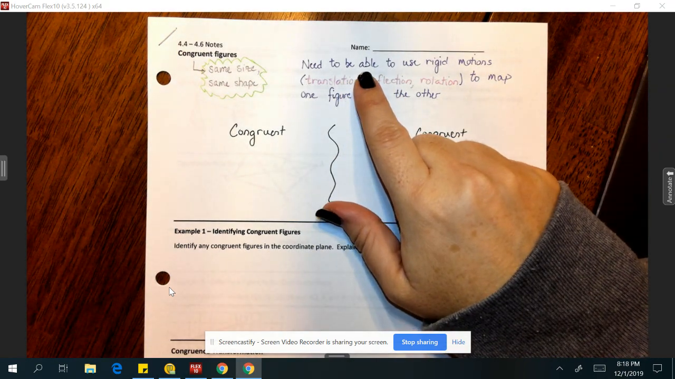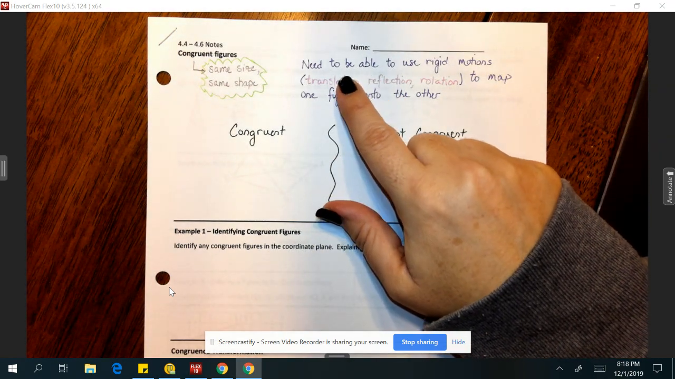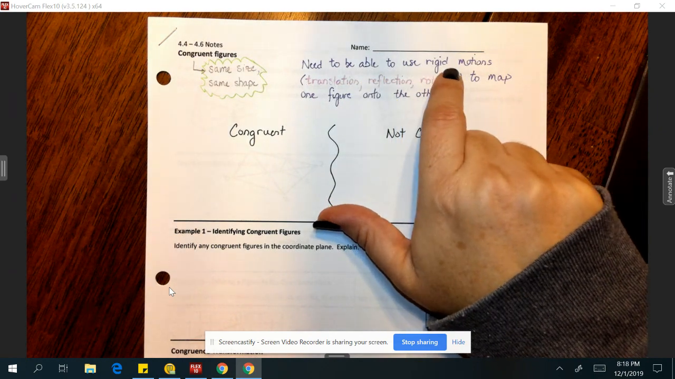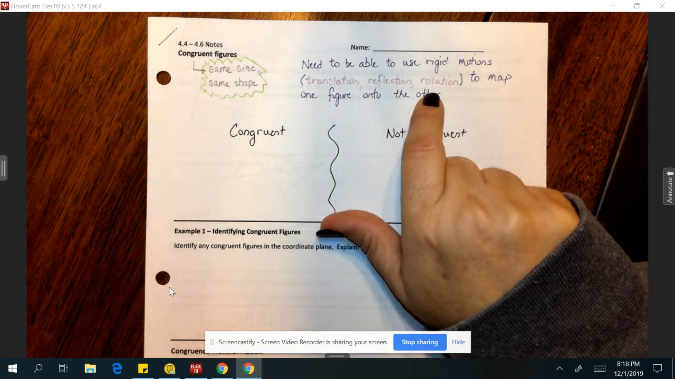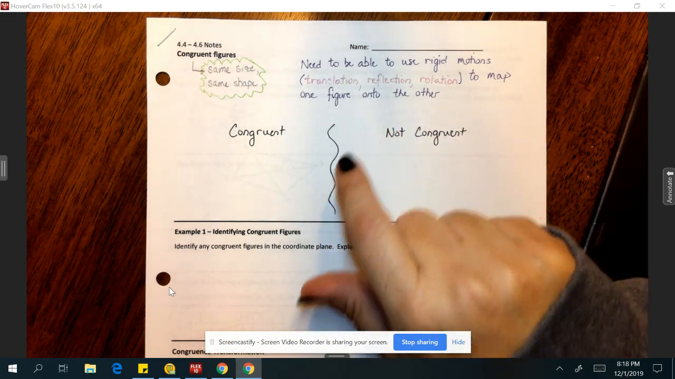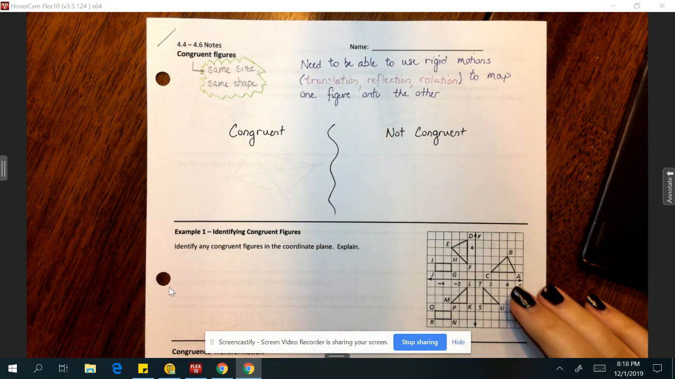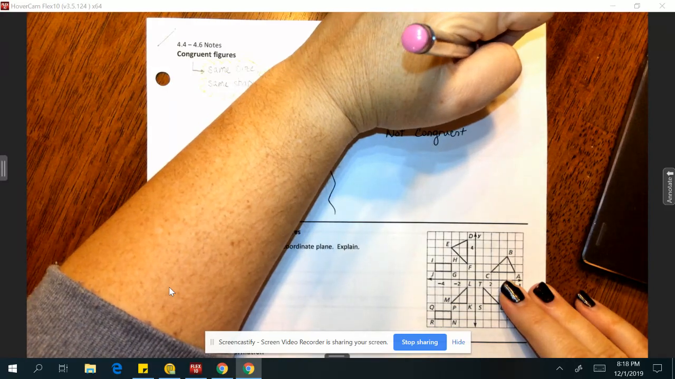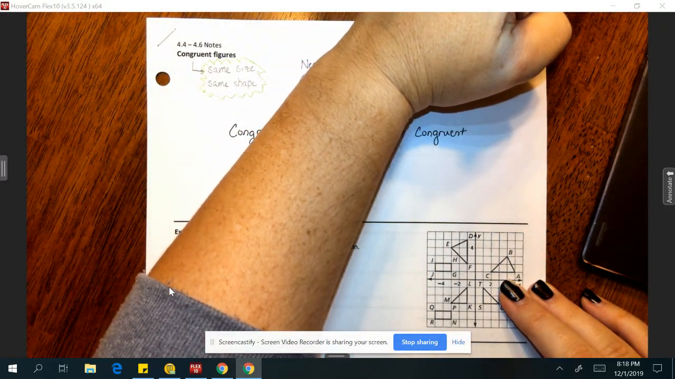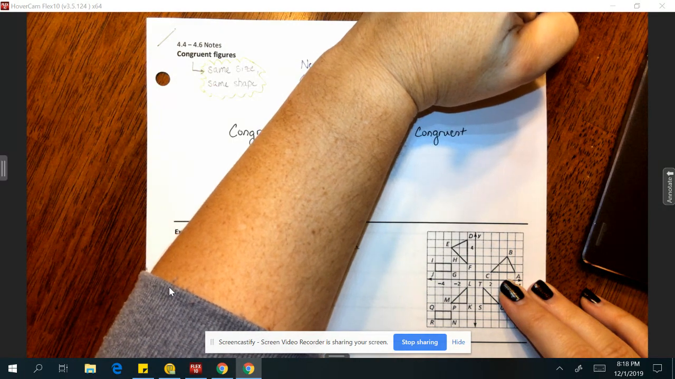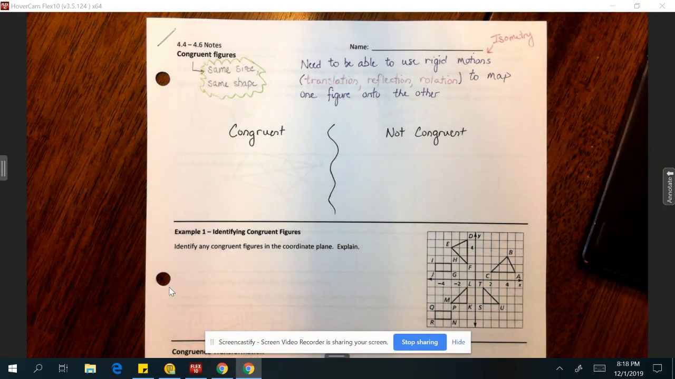So the first way we're going to define this is that you need to be able to use one of the rigid motions, so a translation, a reflection, or a rotation, to map one figure onto the other. And remember, another word for rigid motion is isometry. Write that in. It just means that you move the shape around the coordinate plane or whatever plane you're using, and its shape and size does not change.